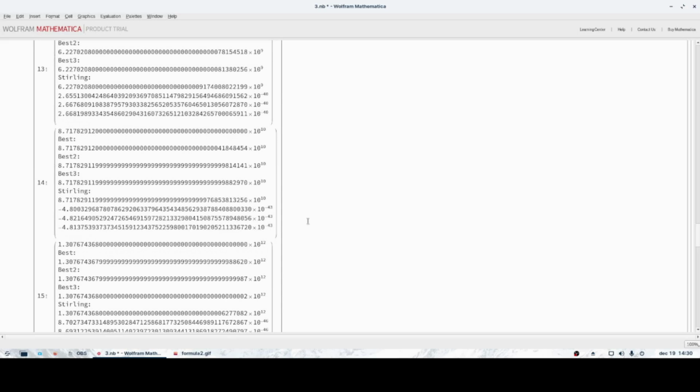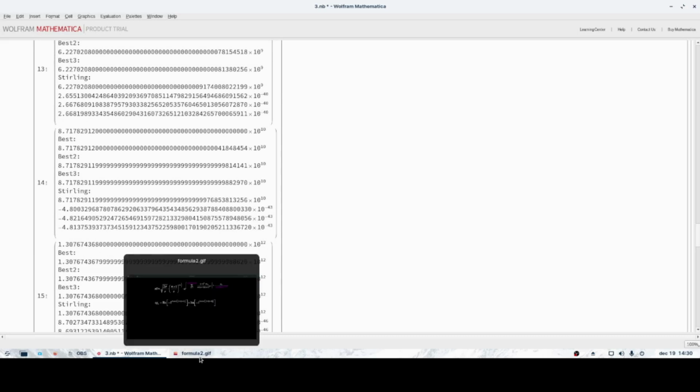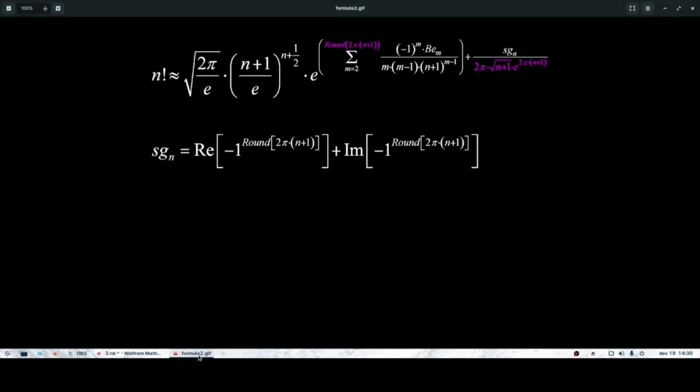So the final conclusion is that an even better approximation method for the n factorials should be this formula, where the sign is plus or minus 1. That is a correct calculation, or how to get that plus or minus 1 value. It's really surprising, isn't it?